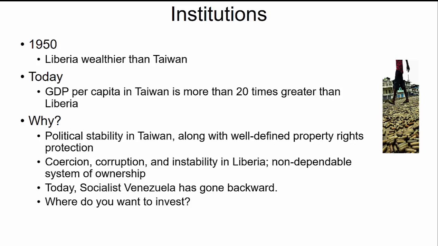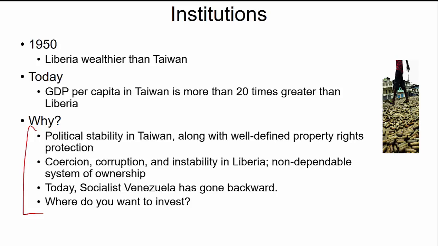So in the year 1950, Liberia was actually wealthier than Taiwan. All right. Today, though, Taiwan is a rich country. Okay, in fact, their GDP per capita is 20 times greater than Liberia's. The reason is these institutions. They have political stability in Taiwan versus chaos in Liberia. Taiwan has well-defined and enforced property rights, whereas in Liberia, there's coercion, corruption, and instability.